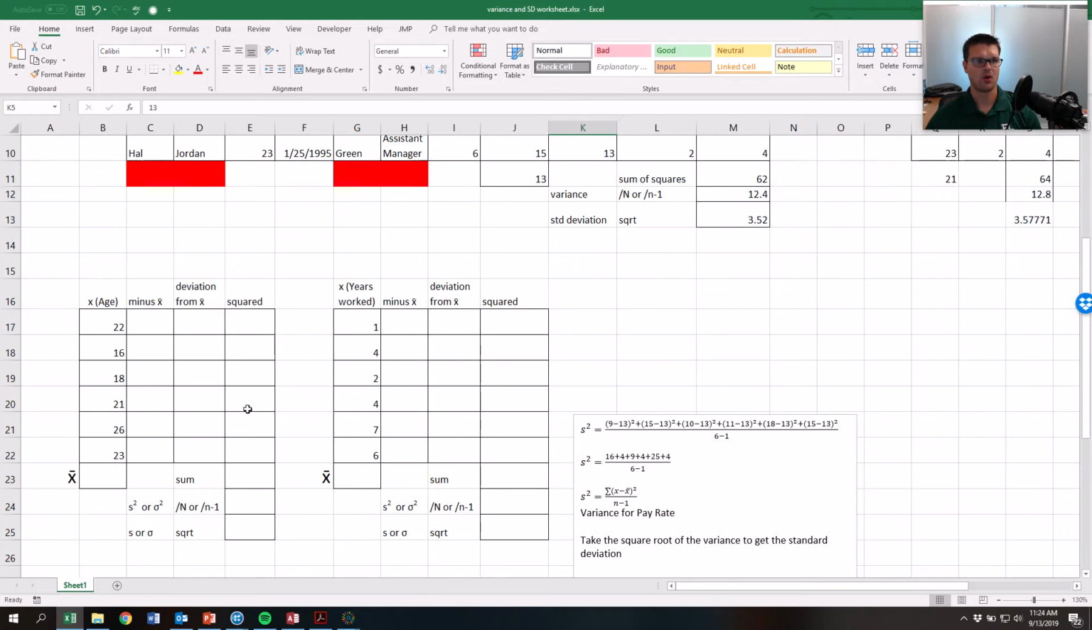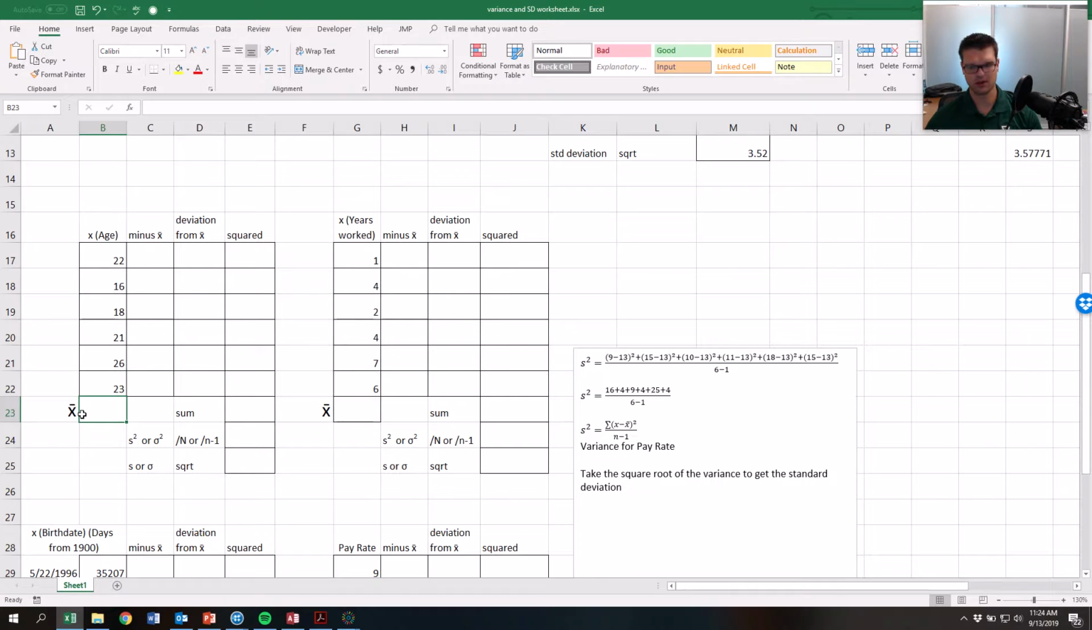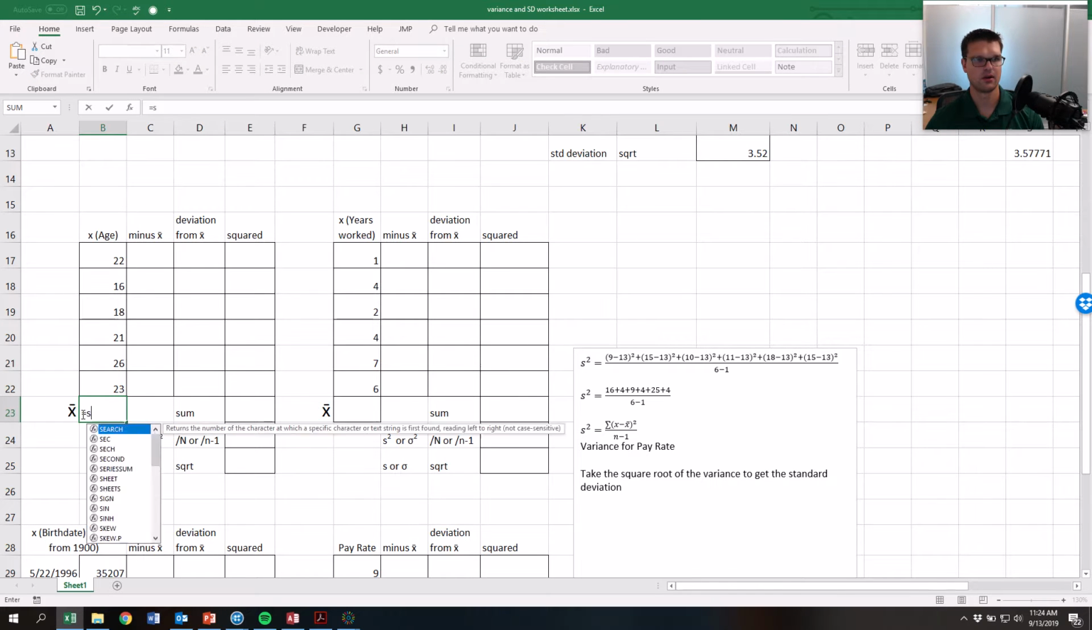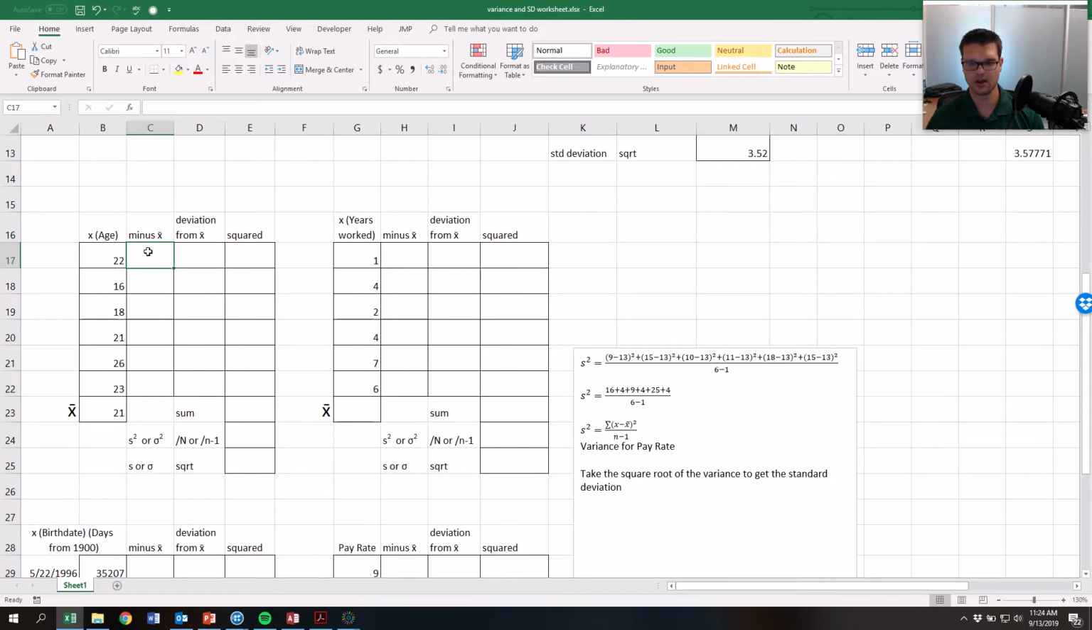Okay. Next, let's come down here, and we're going to do the same exact thing. We already did this in class, so I'm just going to do it super quick. Equals average. I'm going to show you how quick you can do this. So equals, or just 21, 21, 21. Just keep doing that. Equals this minus this. We're going to bring this down.